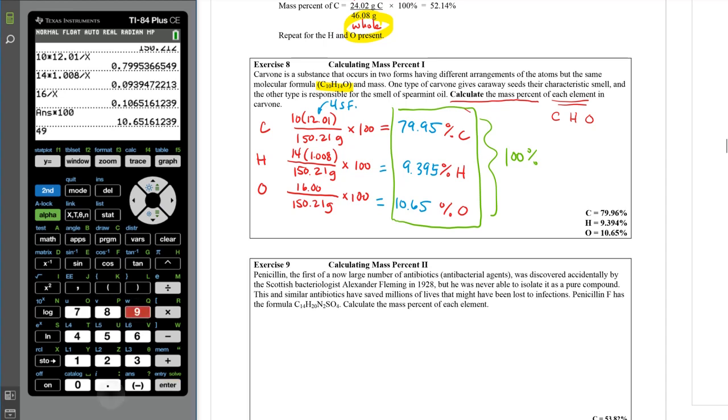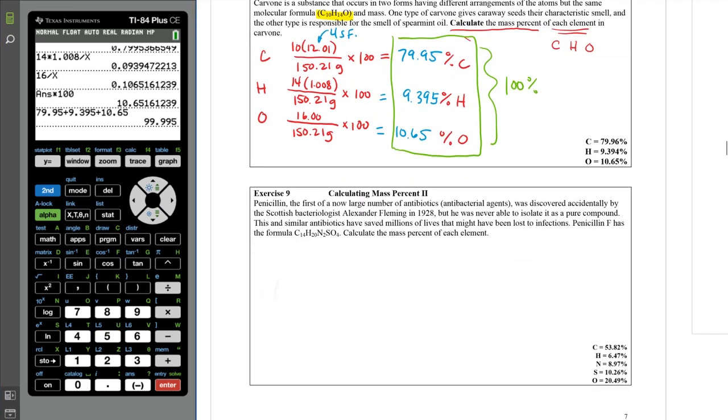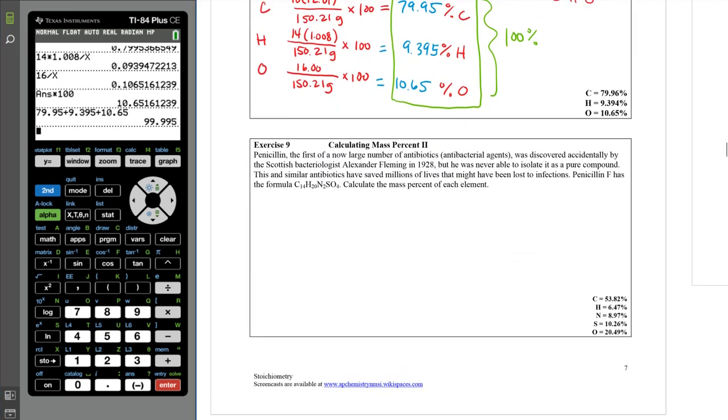So let's just quick double check. It doesn't hurt to do that. 79.95 plus 9.395 plus 10.65. Total, 99.995. That's close enough. So, Exercise 9 does very much the same, but for a different molecule.